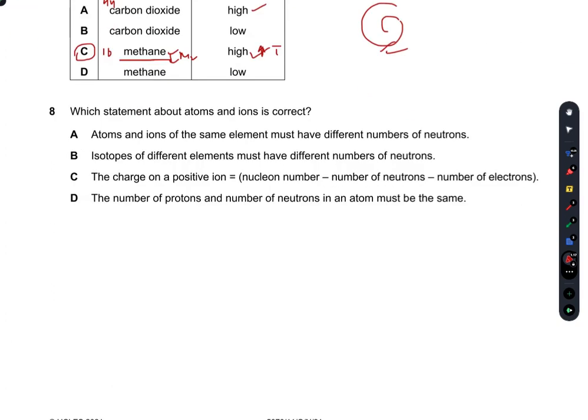Which statement about atoms and ions is correct? Atoms and ions of the same element must have different numbers of neutrons. No, the number of neutrons can be the same in atoms and ions, so A is incorrect. Isotopes of different elements must have different numbers of neutrons. This is also incorrect, I think. I'm not sure about this one.